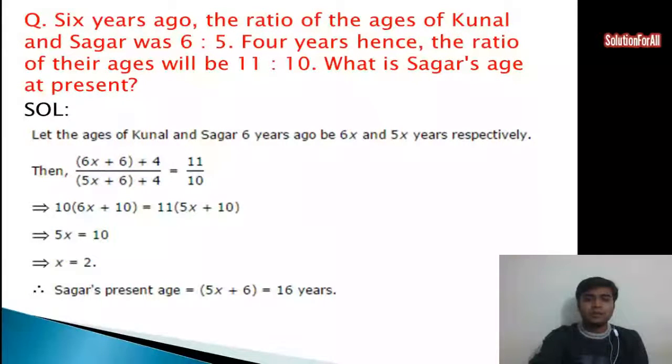Now, as per the question given, 6x plus 6 plus 4 upon 5x plus 6 plus 4 is equal to 11 upon 10. I have added 4 years over here because I have been asked to add 4 years, hence the ratio of their ages is equal to 11 by 10. Now we have got the equation, the value of x is 2, so the present age of Sagar is 5x plus 6, because I had considered the age of Sagar as 5x 6 years ago. So the present age will be from that reference 6 years after. So I have taken 5x plus 6, that is equal to 16 years.